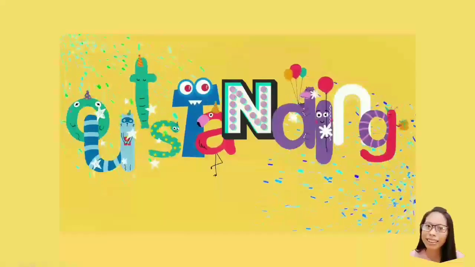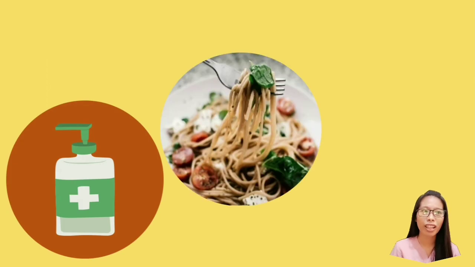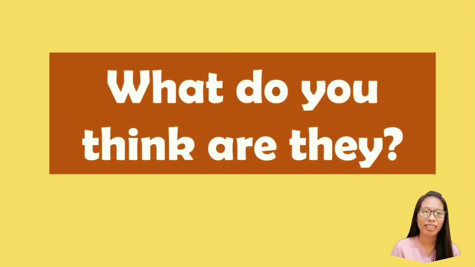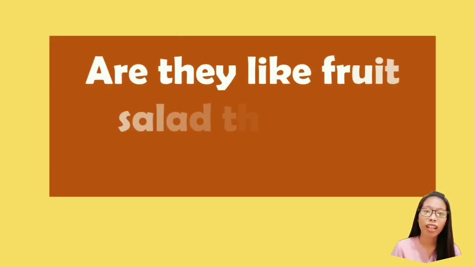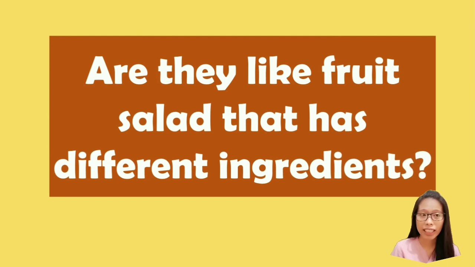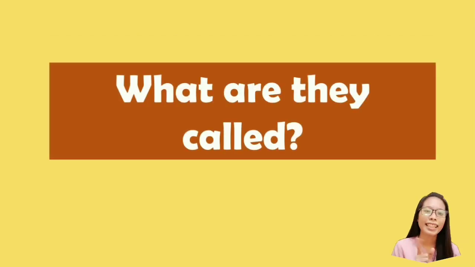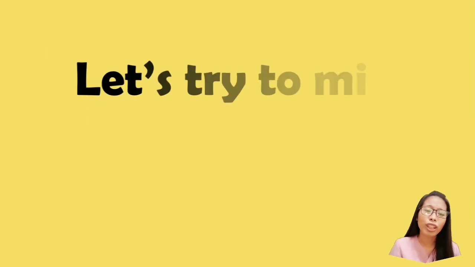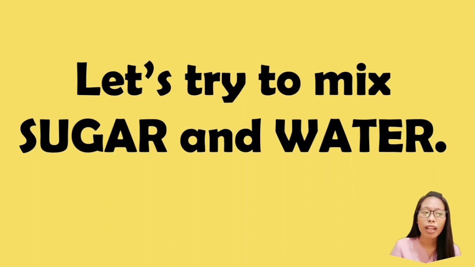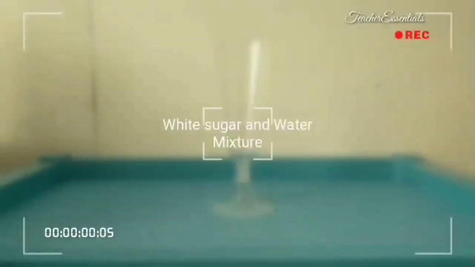You are outstanding. Do you have alcohol, noodles, and juice at home? What do you think are they? Are they like fruit salad that has different ingredients? What are they called? Yes, they are mixtures. Let's try to mix sugar and water. What do you think will happen?